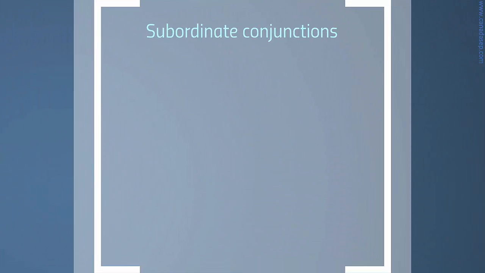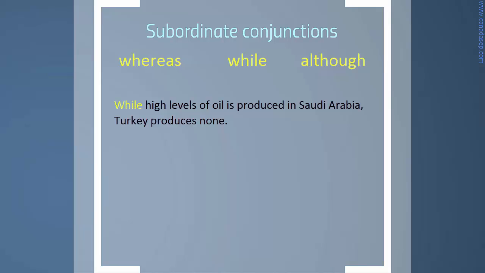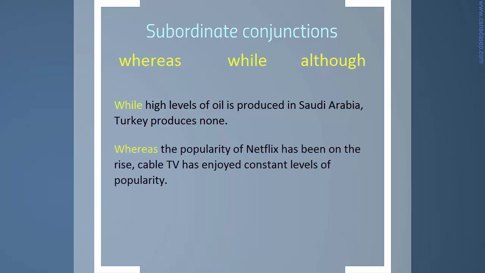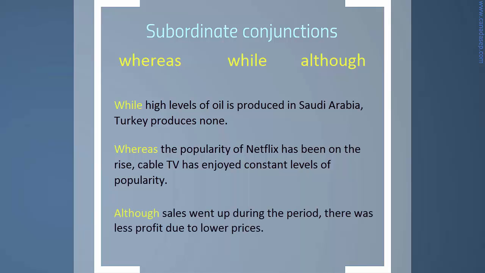Finally, we can use subordinate conjunctions to make comparisons. The subordinate conjunctions used here are whereas, while, and although. Consider the examples. While high levels of oil are produced in Saudi Arabia, Turkey produces none. Whereas the popularity of Netflix has been on the rise, cable TV has enjoyed constant levels of popularity. Although sales went up during the period, there was less profit due to lower prices.